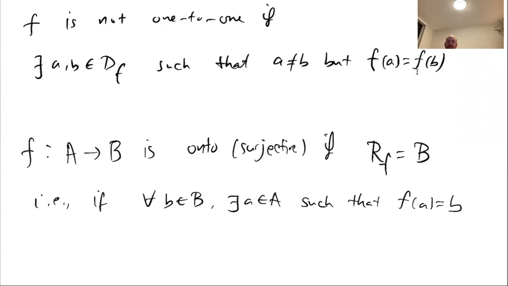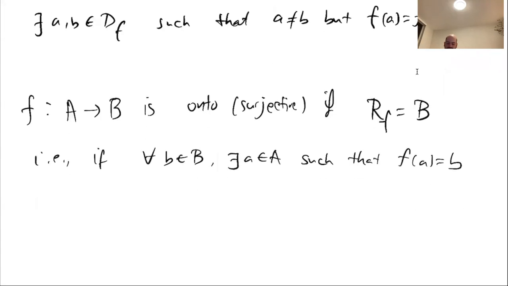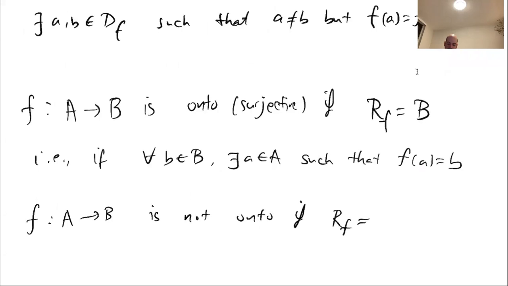If every element in the codomain occurs as an output, meaning that there is an input in the domain for which f of a is equal to b, in that situation, we can say that the function is onto or surjective because the range is the same as the codomain. And when can I say that it's not onto? So f from A to B is not onto if the range of f is not equal to B.